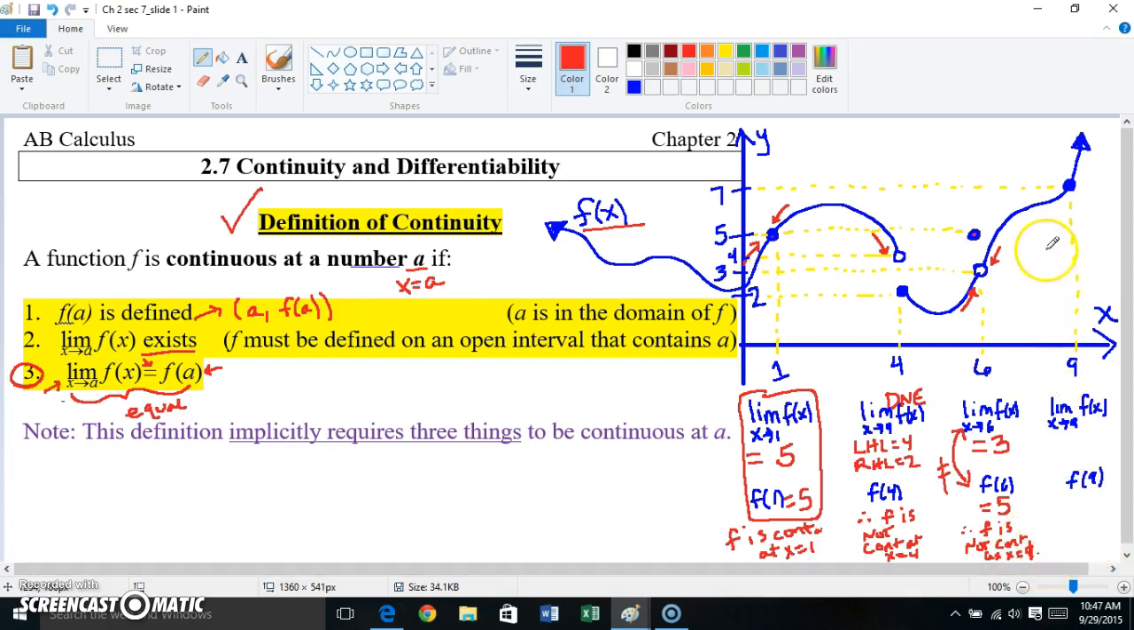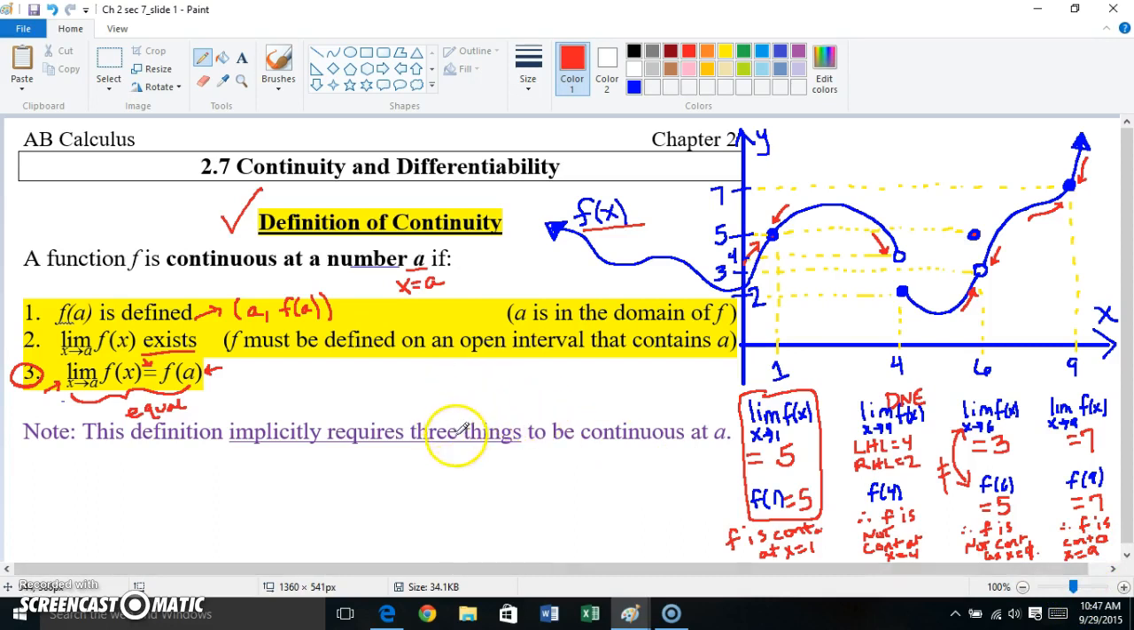Okay, let's take a look at x equals 9. The limit from the left is 7. The limit from the right is 7. The limit exists and is 7. The function value at 9, f of 9, does equal 7. Therefore, f is continuous at x equals 9.